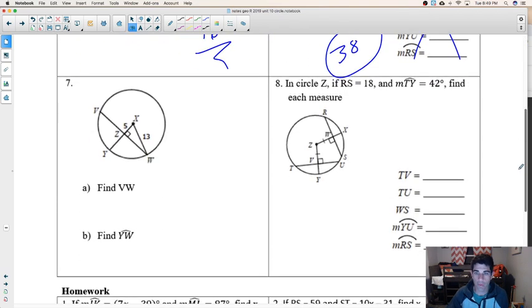Rolling on down, last 2 questions, number 7 and number 8. Okay, 7 is an onion, an ogre from Shrek. That's what this one is. It's an ugly question, but we're going to just start peeling it away, and it's going to be beautiful in the end. Question 1, find VW.